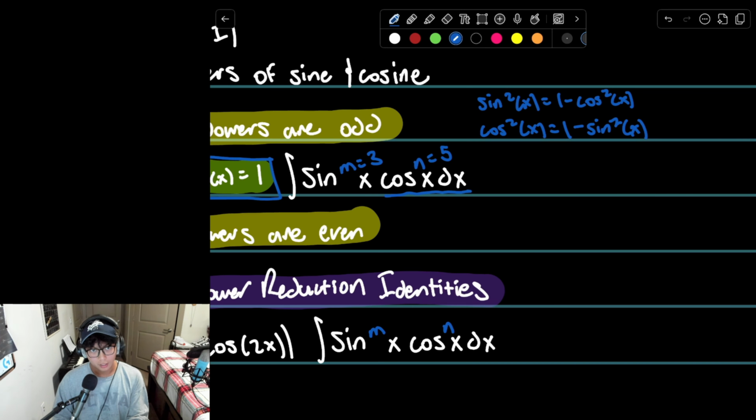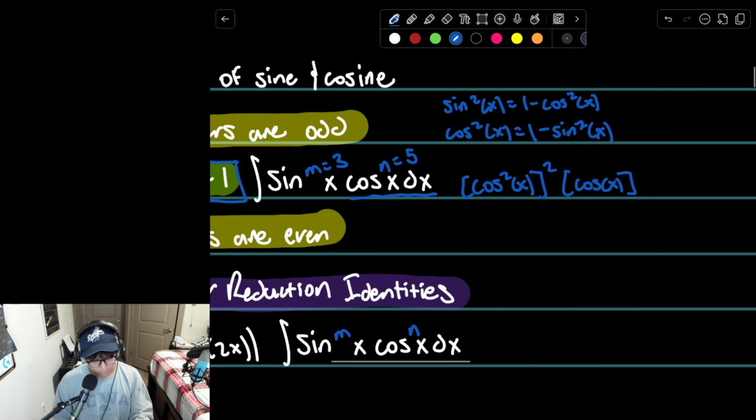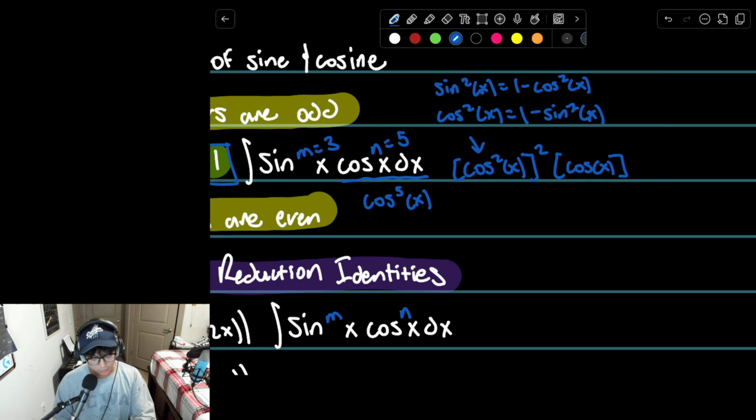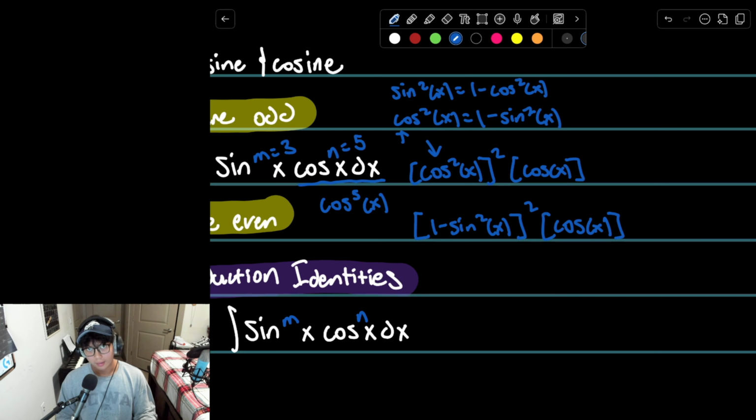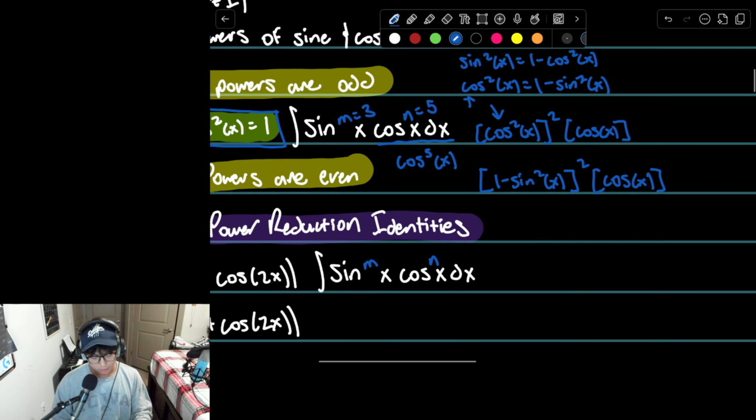So with this in mind, let's say we want to split up our cosine of x. One way we could split it up to make that cosine squared of x satisfied is to do cosine squared of x, squared, times another cosine of x, which will be equal to cosine to the 5th power of x. And now that we've satisfied that cosine squared, we can just rewrite this as 1 minus sine squared of x, squared, times cosine x. And you might be wondering, well, what was the point of that? That's the whole point of this video. I will explain that later.